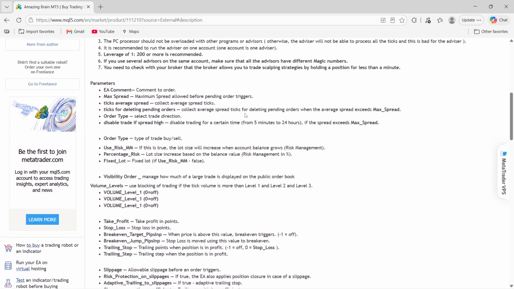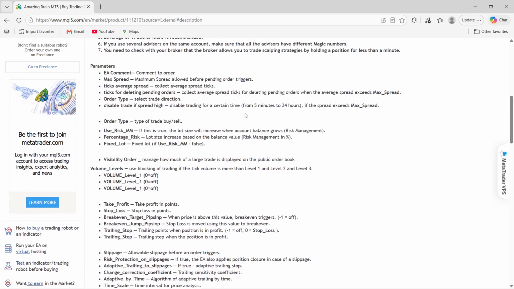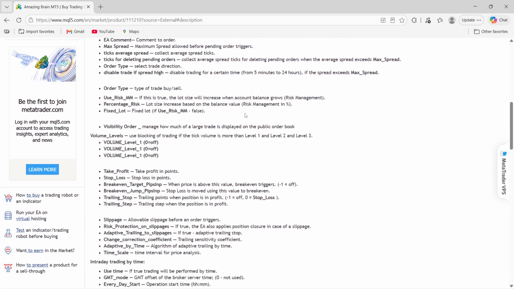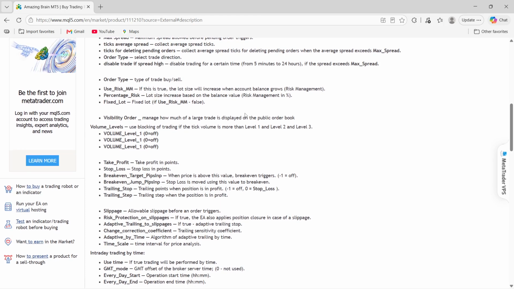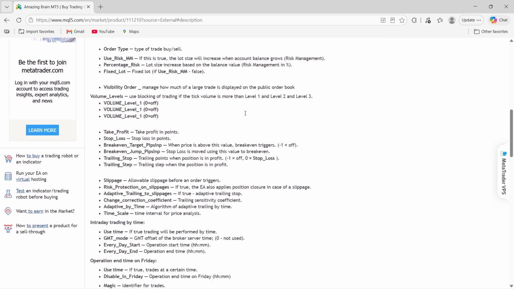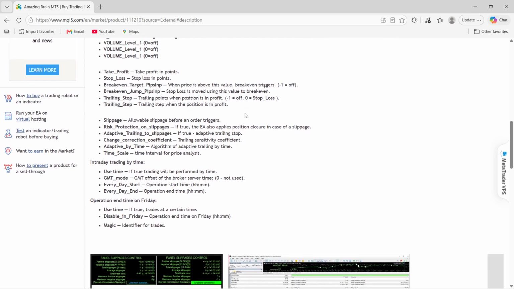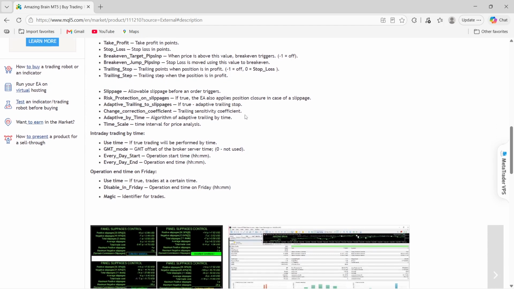So, as for the features marketed by the developer, the key features include breakout detection with false signal filtering, adaptive trailing, break-even options, time filters for intraday trading, and volume level blocking. Parameters cover max spread, slippage protection, risk fixed lots, TP and SL, trailing settings, and session times. So it supports different order types and has protections for high spread periods. The developer provides setup instructions after purchase and recommends checking broker rules for scalping slash short holds.